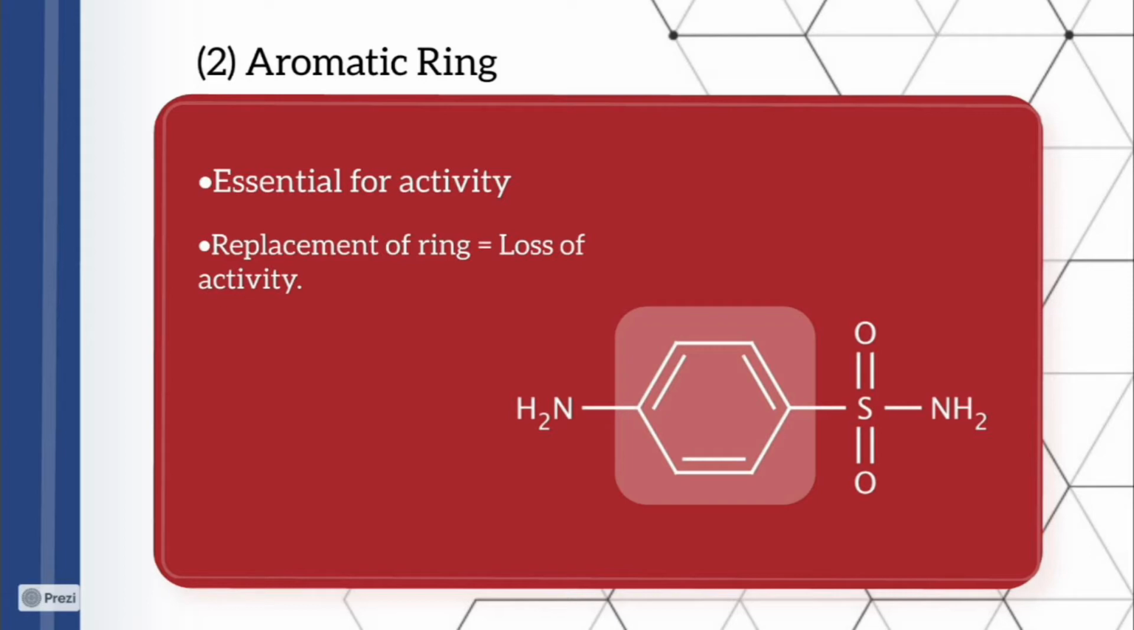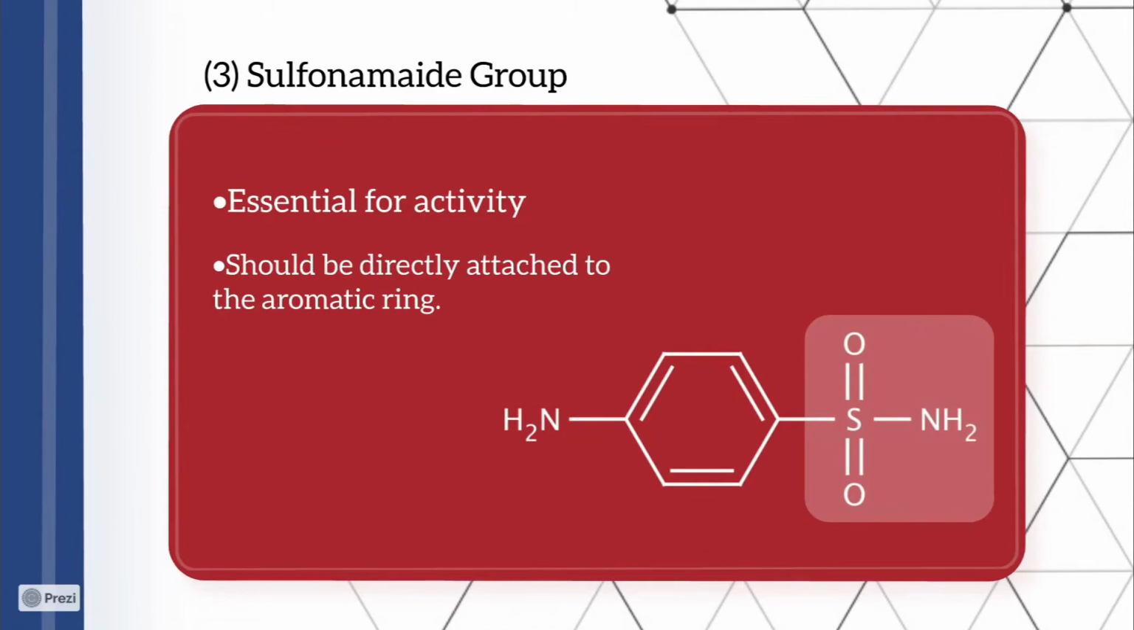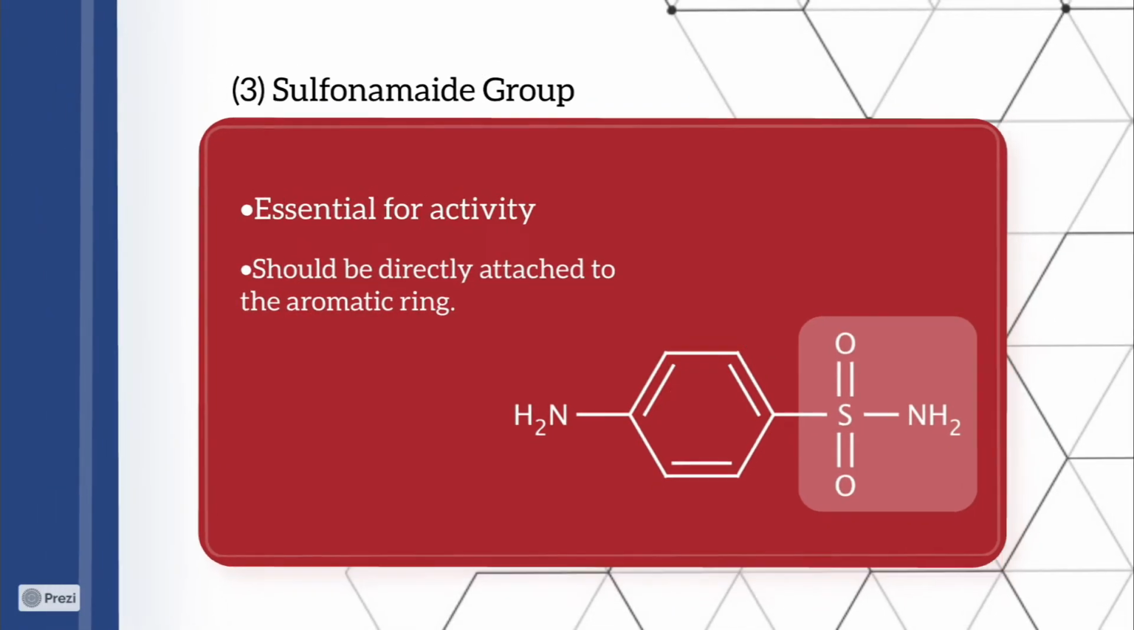This aromatic ring is substituted with a para-amino group, which is important for activity. If the phenyl ring is ortho or meta-substituted, this will result in loss of activity. The sulfonamide group is essential for activity and shouldn't be replaced with other groups like carboxylic acid and amide groups. This sulfonamide group should be directly attached to the aromatic ring without any carbon between them.